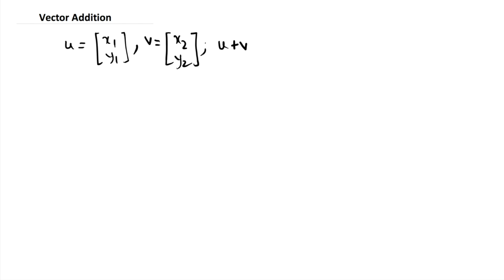So let's talk about vector addition. Two vectors are added by adding their respective elements. So let's say I have a vector u like so, and I have another vector v like so. The result of adding vectors u and v would give me a new vector whose elements will be x1 plus x2 and y1 plus y2.